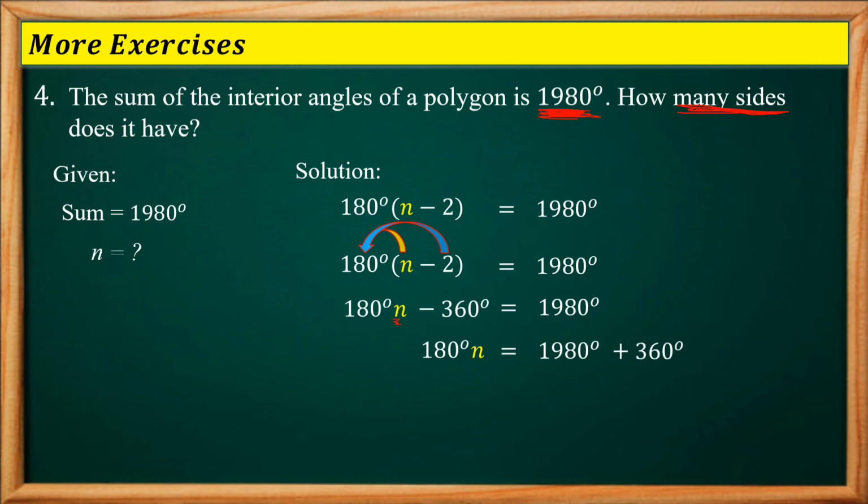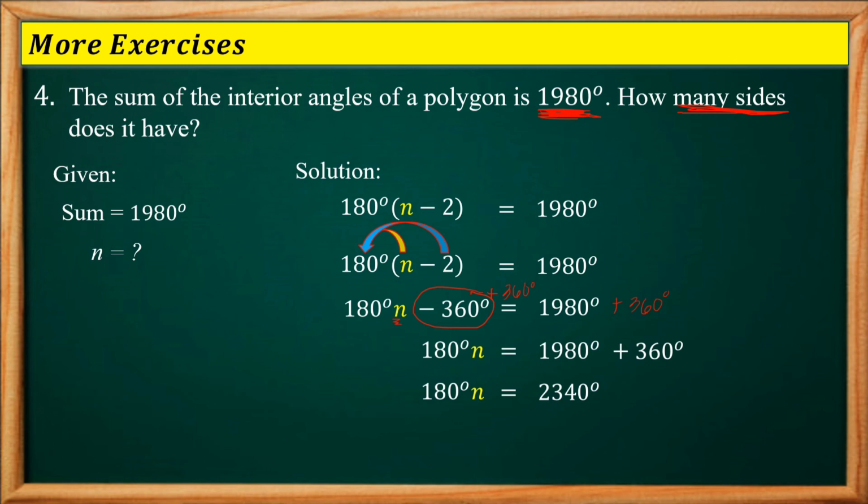Bakit plus? Kanina sir, subtraction. Okay, remember, on this part, it is negative. Para mawala yan, syempre negative, mag-a-add tayo ng 360 para magiging 0. Okay, kung ano yung ginawa natin sa kabila, yun rin ang gagawin natin sa kabila. Okay, add rin tayo, 360. Okay, come up that one. Then, add this one, 1,980 plus 360, that is 2,340 degrees.